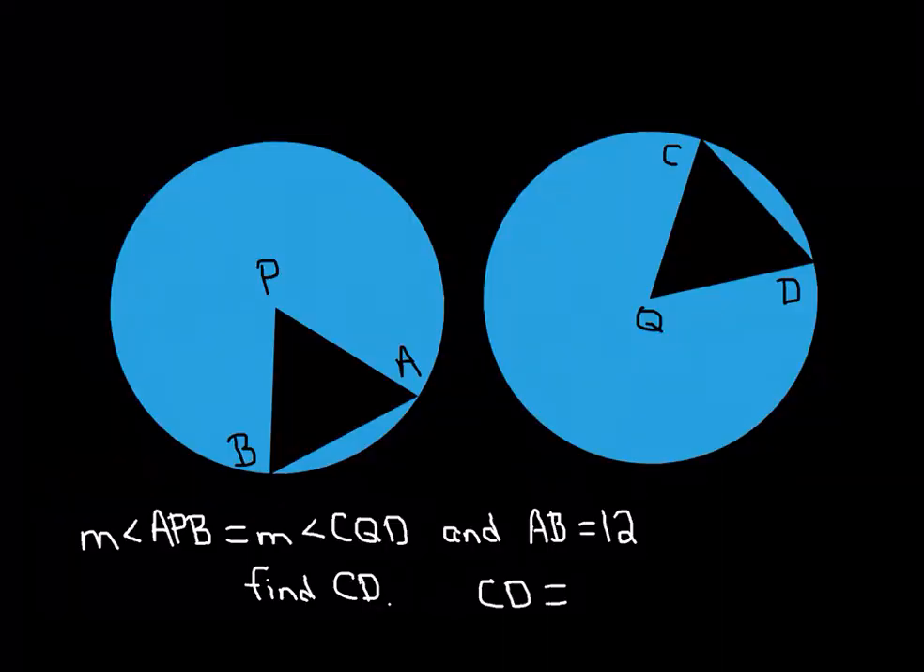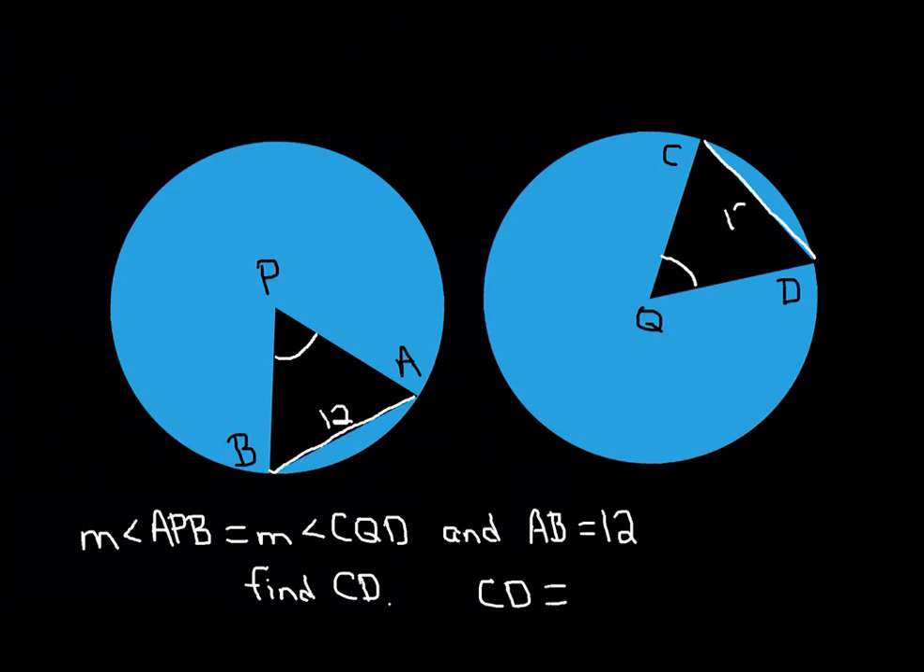So let's take a look at an example problem. Let's say we have 2 congruent circles, circle P and circle Q, and let's say we have that the measure of angle APB is equal to the measure of CQD. So this angle right there and this angle right there are congruent. And let's say that we know that AB is 12. So this chord right there is 12. Then what is CD, this chord?